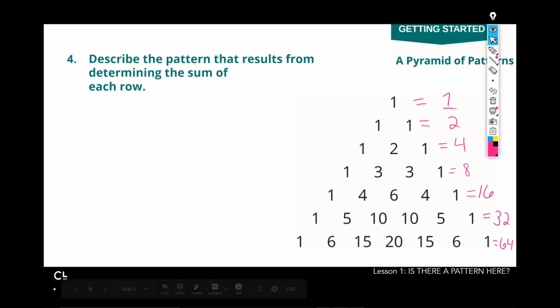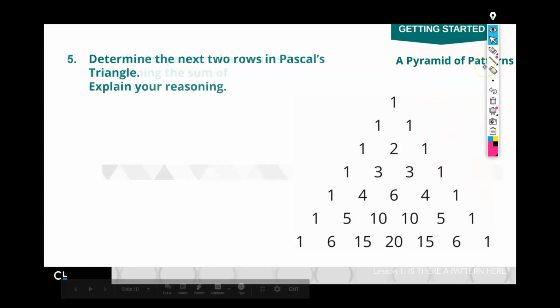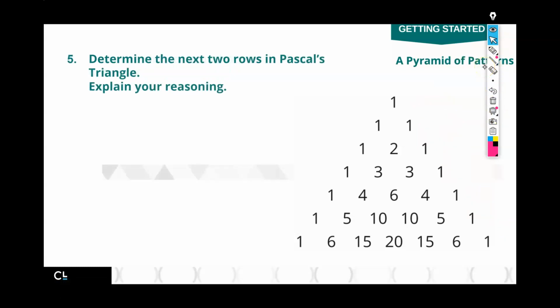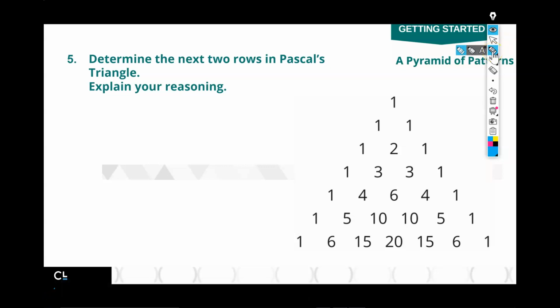So here we have another pattern. Number 5, determine the next 2 rows in Pascal's triangle. Explain your reasoning. Let's see if I can squeeze it in here down the bottom. We're going to have 1's on the outside. Notice this pattern is increasing by 1. So we're going to have 7 and 7.